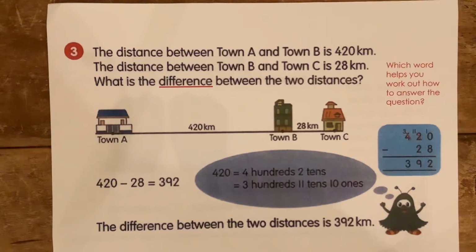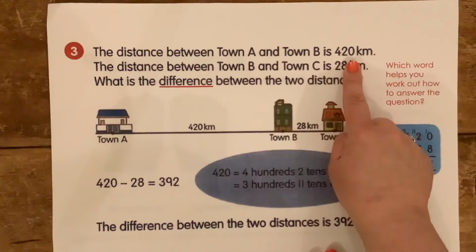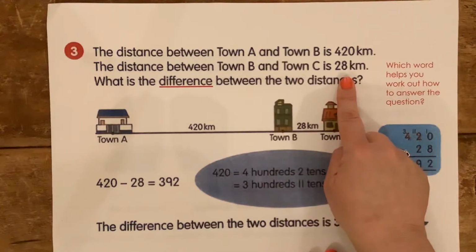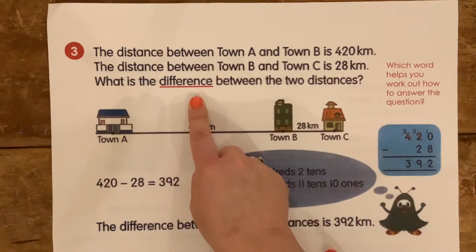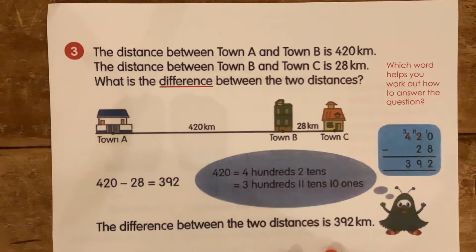So again, we would be looking for clues within that word problem. We know that we've got a distance of 420 kilometres and we have another distance of 28 kilometres. We're looking to find the difference between the two distances. And this word here is a clue that I'm going to be subtracting.